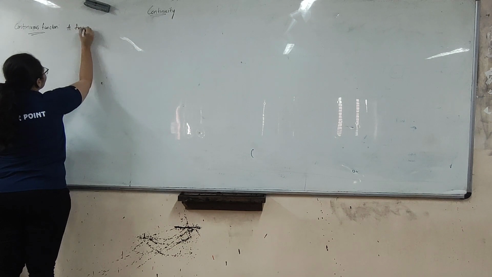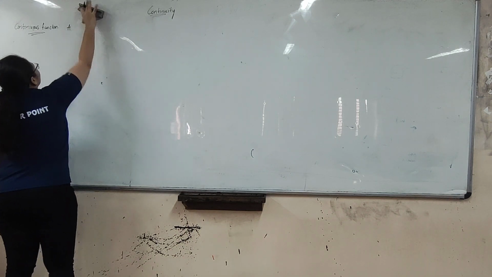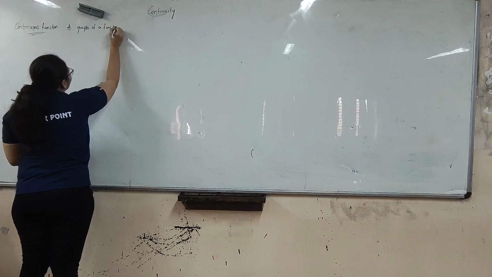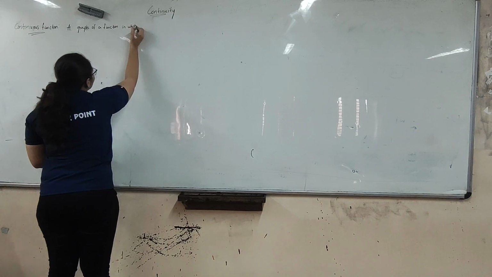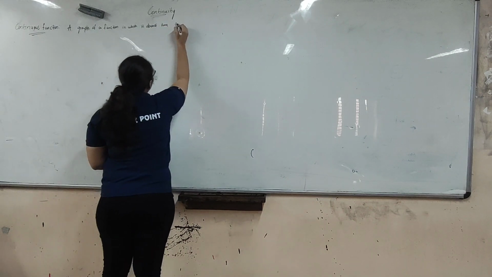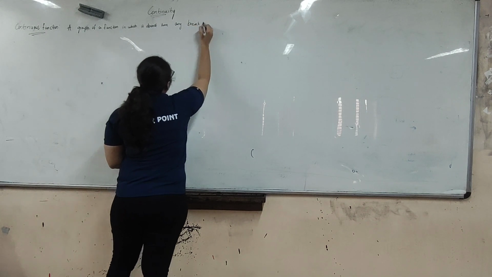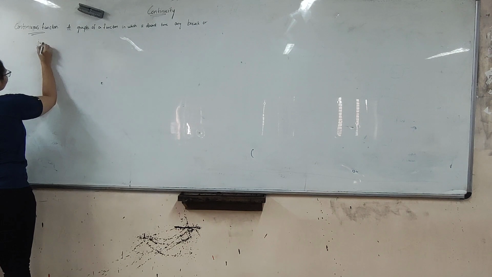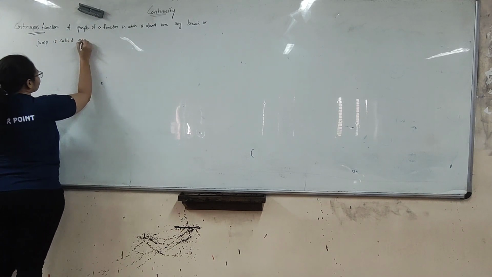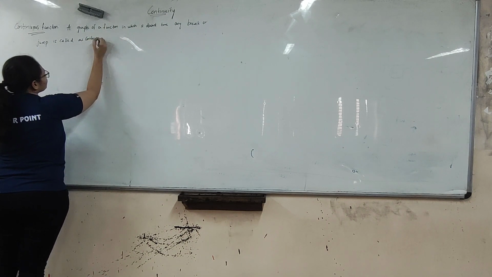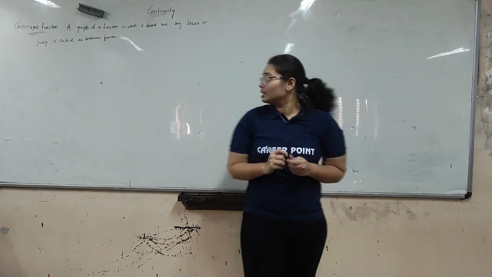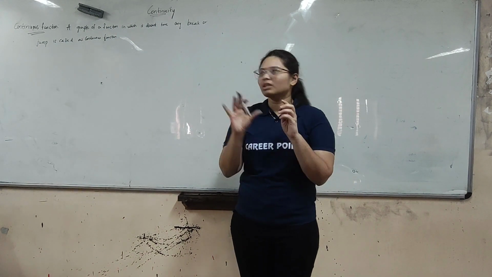A function, a graph of a function in which it does not have any break or jump is called a continuous function, right? This is the definition.